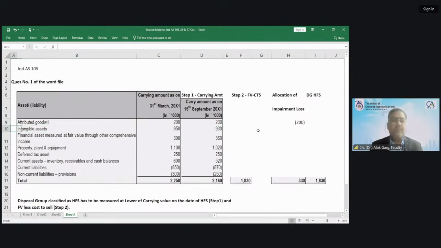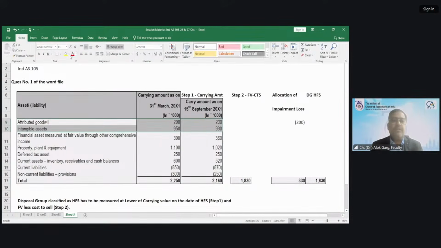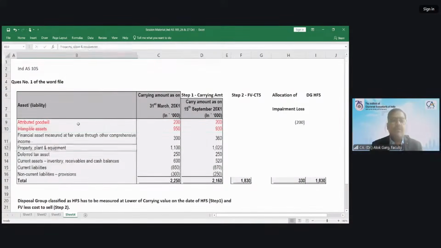Goodwill is over. Should I allocate impairment loss to intangible assets? Yes, we will allocate. And financial assets? No, because they are outside the purview of Ind AS 105. Property, plant and equipment? Yes, very much. Deferred tax asset? No. Current assets? No. Liabilities? No.